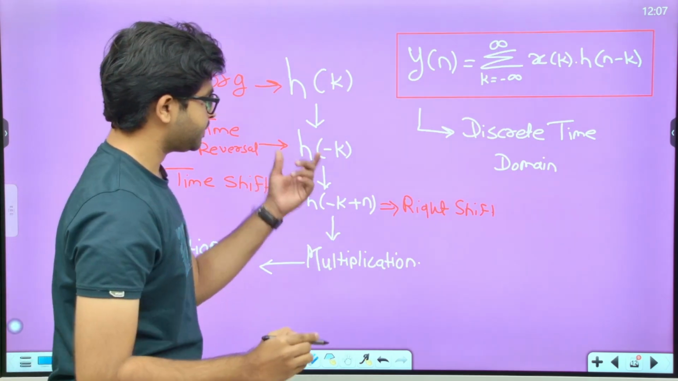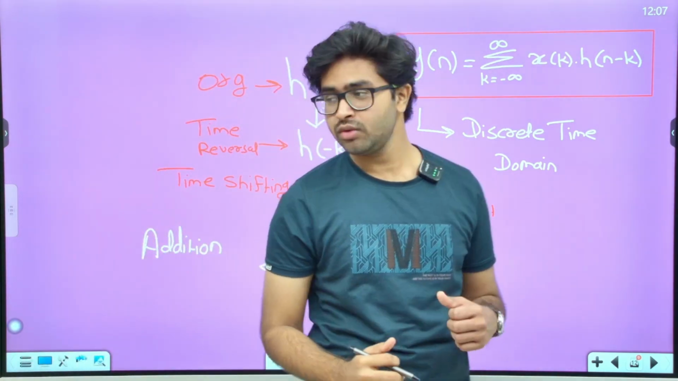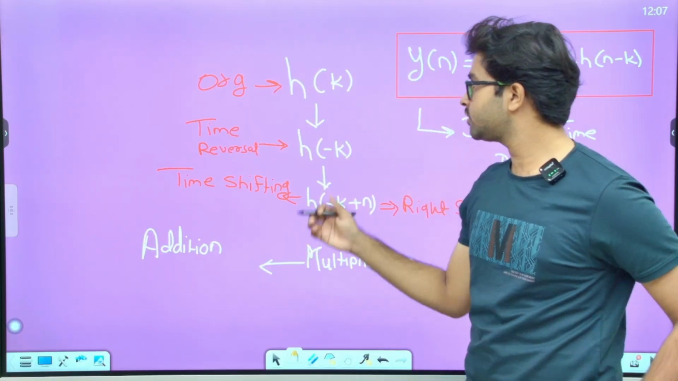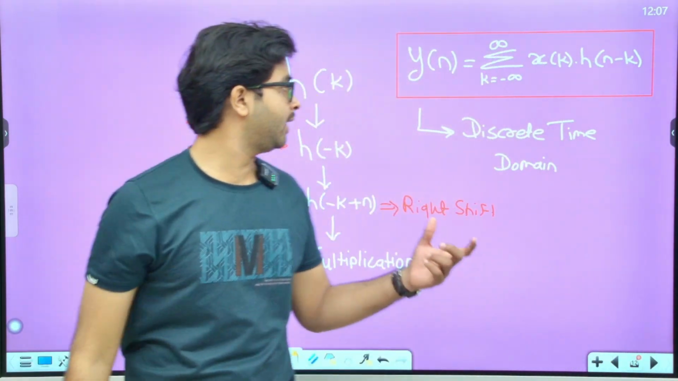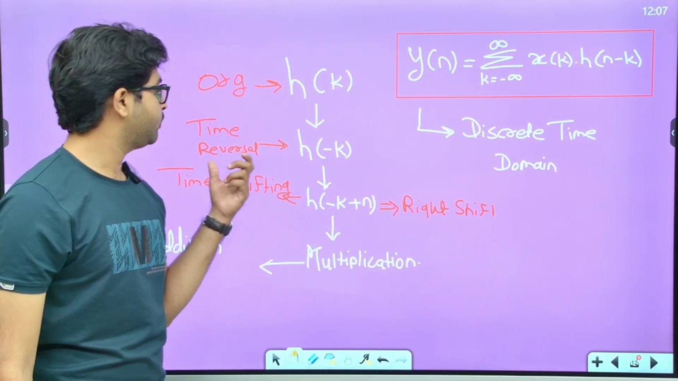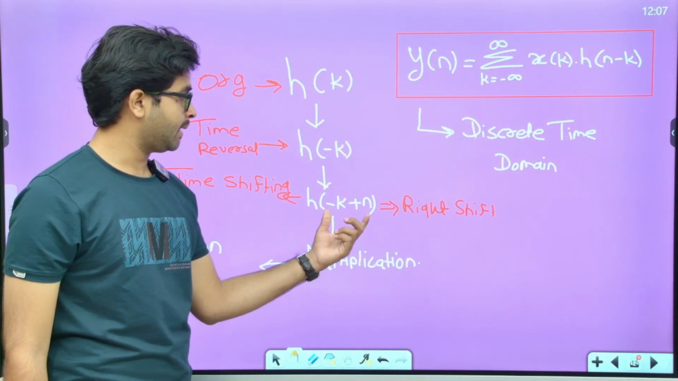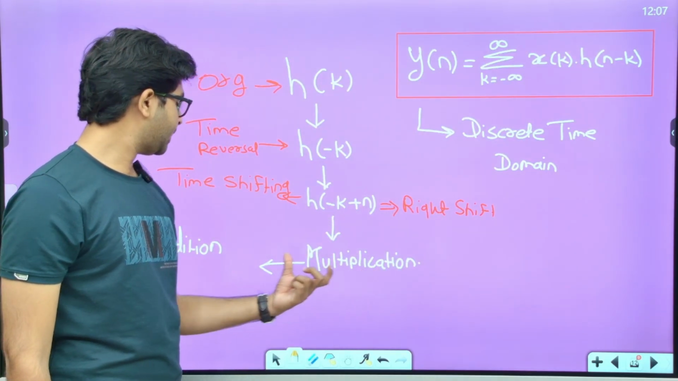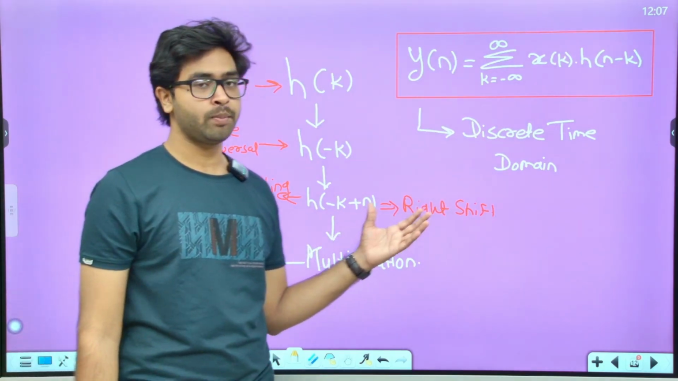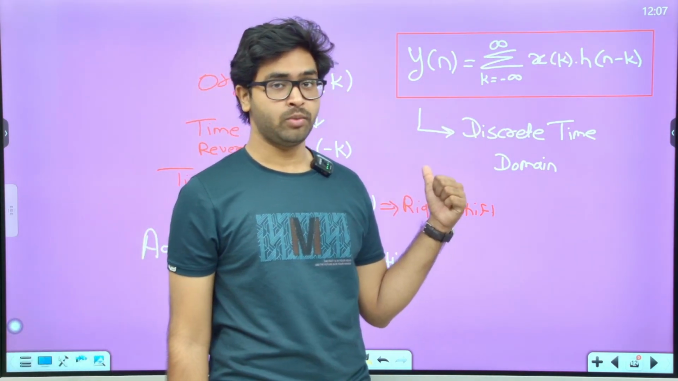Okay, no one will ask you this part, but it is for information. We can also revise various concepts, because initially it was h of k, then it becomes h of minus k, where time folding is done, then h of minus k plus n, where a right shift, a time shifting operation, is performed, then multiplication and addition. These many types of operations are involved in this formula.